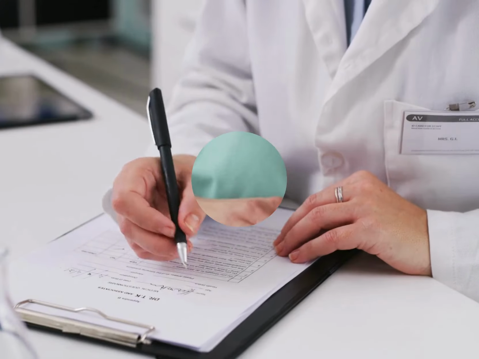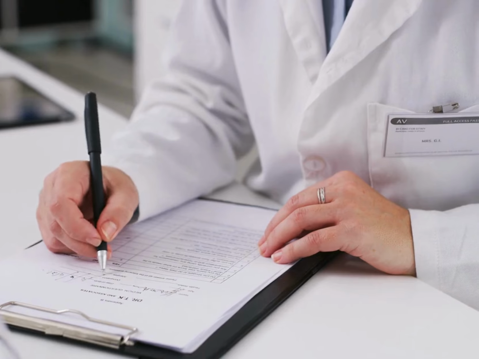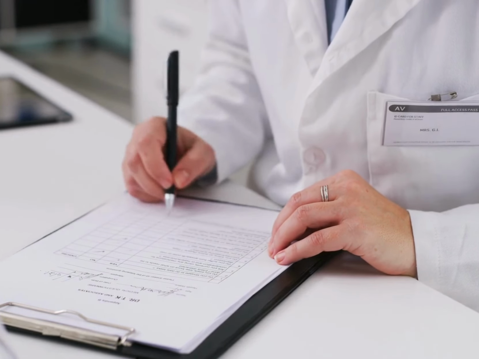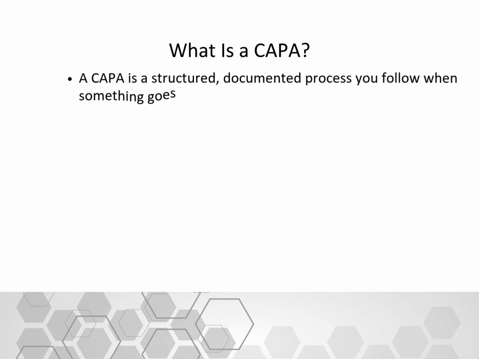Now let's move to one of the most powerful tools we have to improve quality and avoid future mistakes in clinical research. CAPAs, corrective and preventive actions. And these are about learning, improving, and protecting every element of your study, from patients to data to your reputation. What is a CAPA? A CAPA is a structured, documented process you follow when something goes wrong, or almost goes wrong, in a clinical trial.